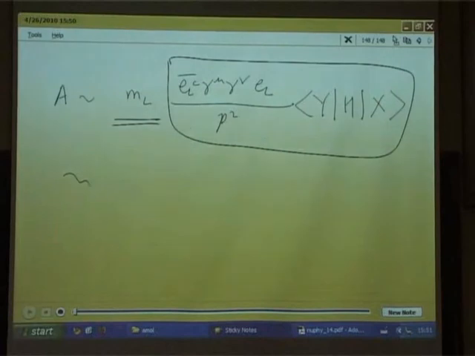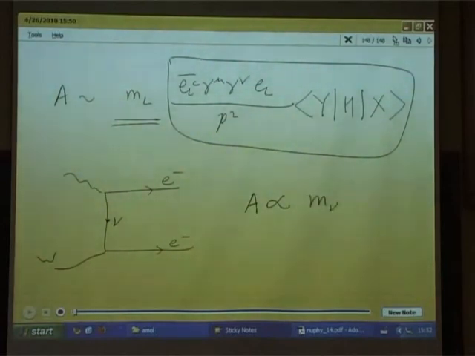So if I have this process, this is my neutrino. The amplitude is proportional to the mass of this neutrino. The question now is, what is this neutrino? We know electron neutrinos don't have mass. Right? So what happens? This can be either nu1 or nu2 or nu3.